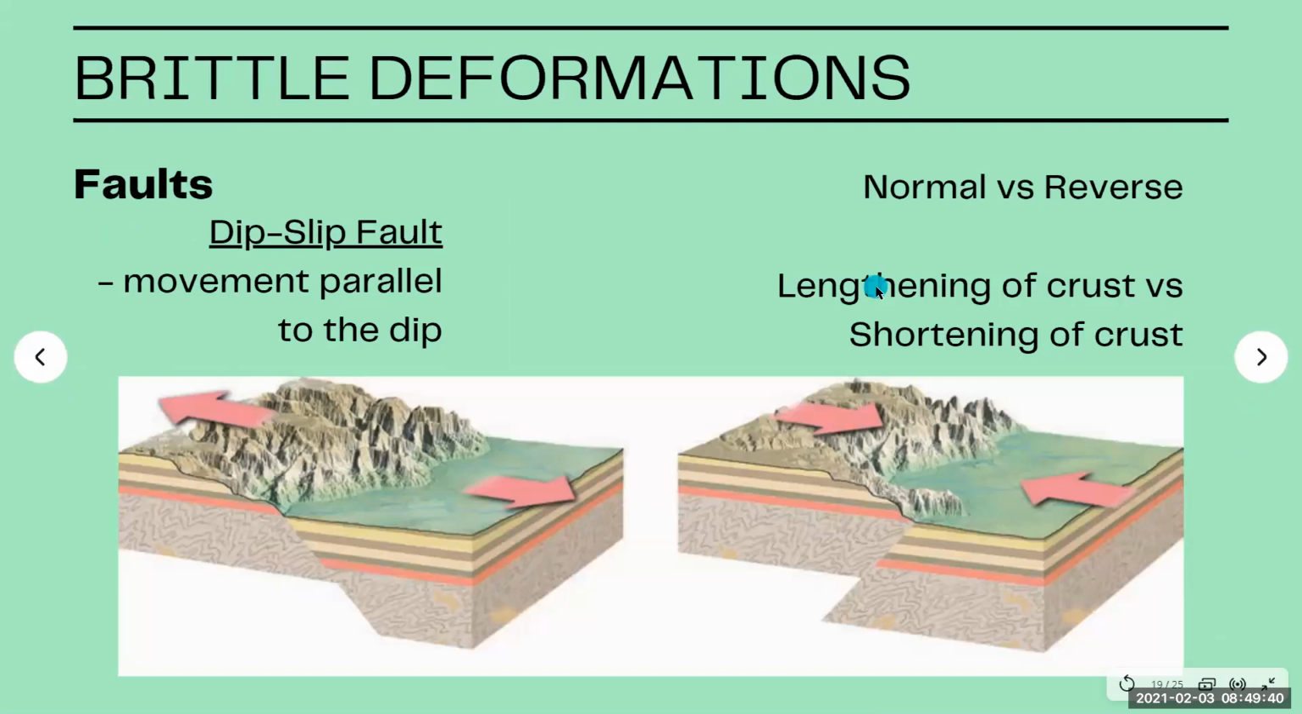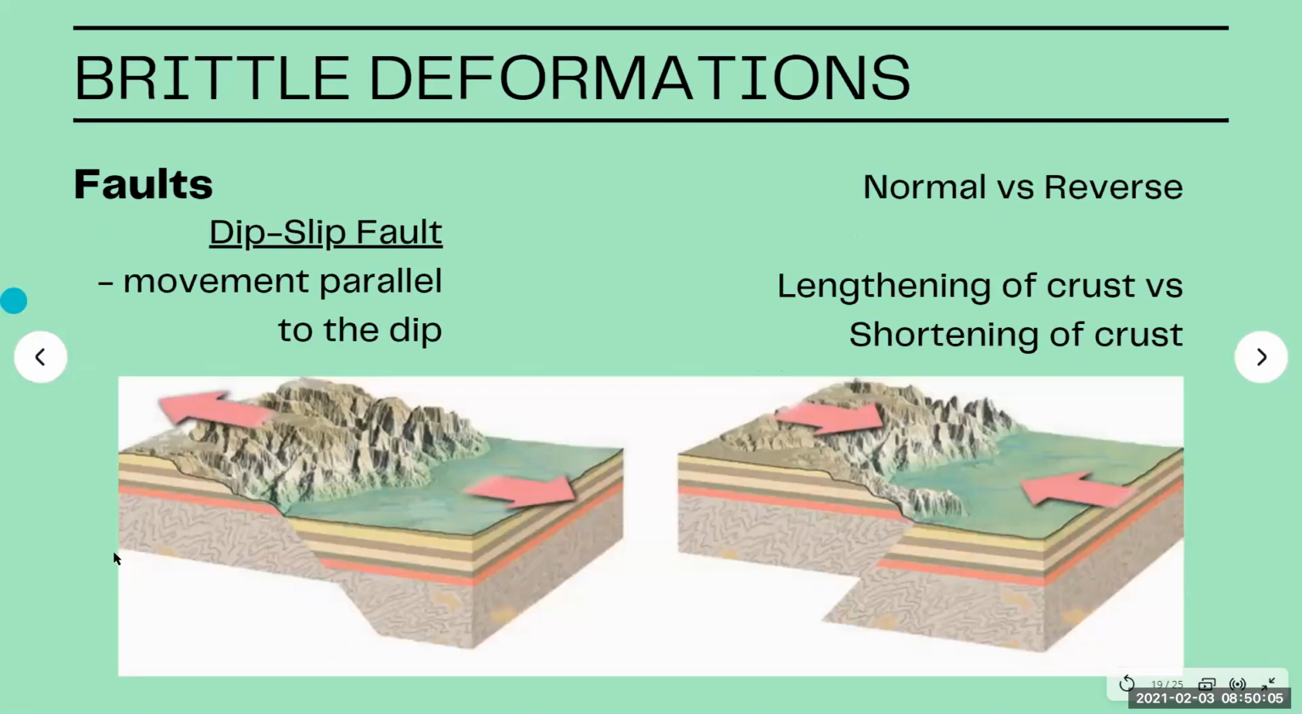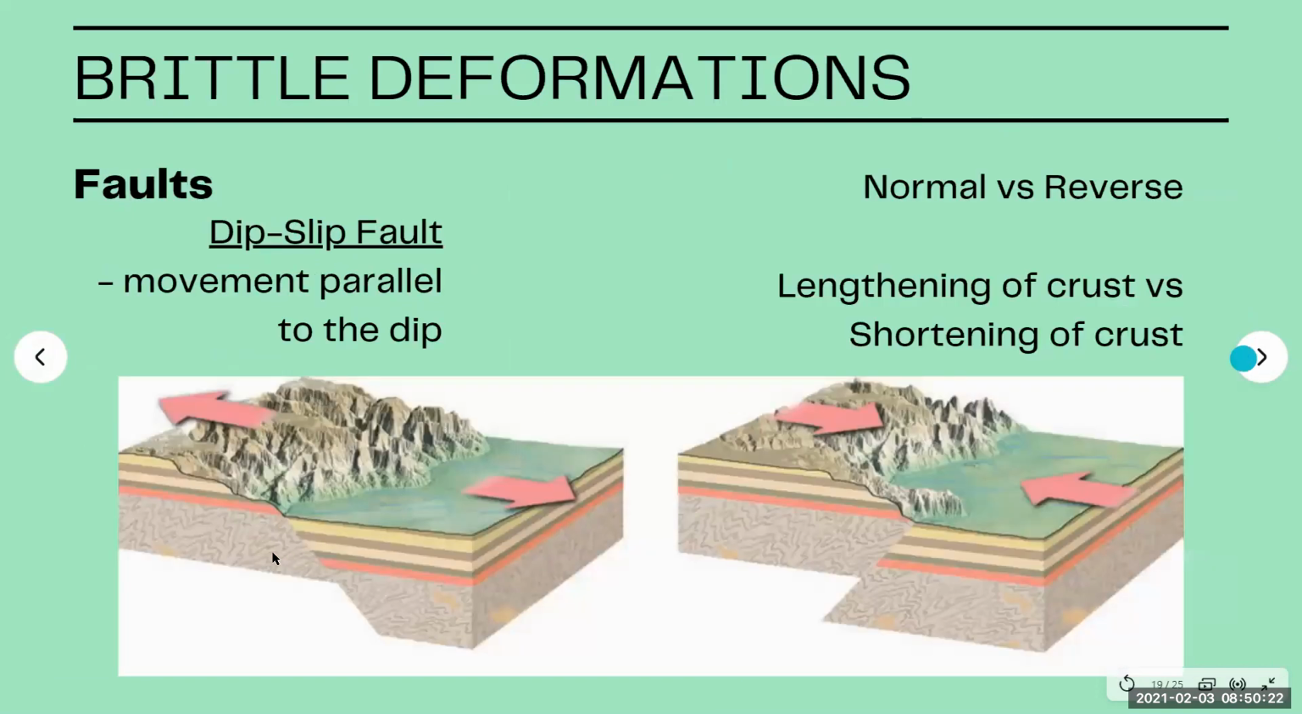Ayun, dito nga yun. So yung faults, may iba't ibang movement na pwedeng mag-occur pagdating sa faults. Okay? Pwedeng siya ay dip slip or strike slip. Okay? So etong dip slip, the movement is parallel to the dip. So yung dip natin kanina, 'di ba? It is the angle between a horizontal plane and the dip line as measured in a vertical plane perpendicular to the strike. So basically, with respect sa strike, yung angle that is measured perpendicular to the dip line, parang ganun yung idea.